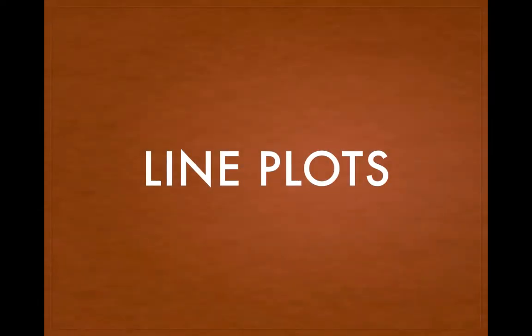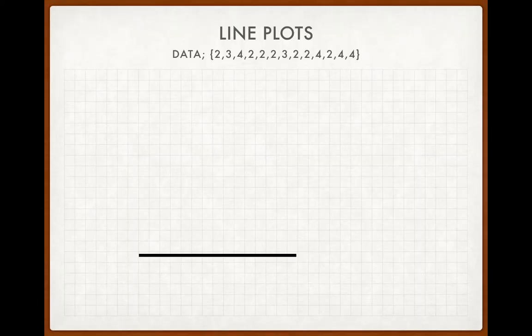Line plots are a way of displaying data. So let's take the data here and plot it via a line plot. And what we notice in the data, we've got 2s, 3s and 4s. So with the line plot, we draw a horizontal line, as is on the screen already. We put in the varieties of data we have. So I've got 2, 3 and 4, I'm going to put those across.